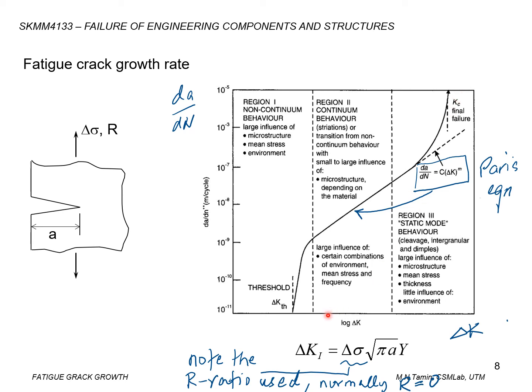If there is no indication on the plot of the fatigue crack growth rate curve, we should look for the R ratio, and commonly the R ratio used is R equal to 0, which means that the load cycle has a minimum of 0 and a maximum of a positive value.